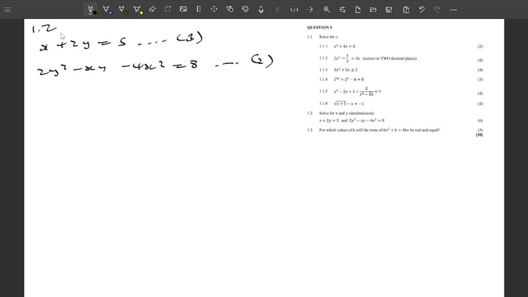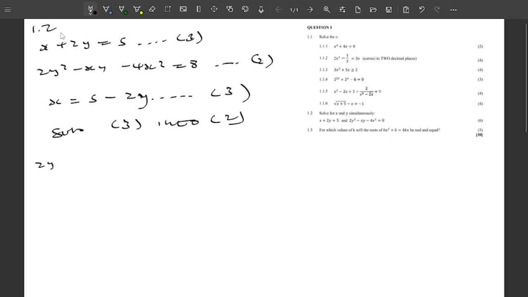Now you have to create the third equation, which you're going to create from the simple equation, not this one. This is a complex equation, right? So you're going to move this 2y to the other side. This is your third equation. Then from there, you're going to substitute your third equation into the second equation, so it's going to be 2y squared minus (5 minus 2y)y minus 4(5 minus 2y) squared is equal to 8. And that's how you're going to do it.